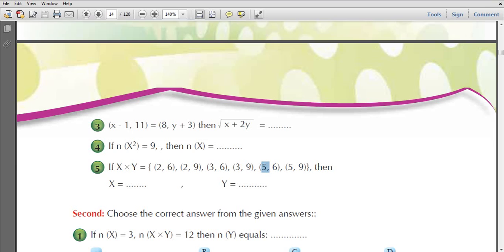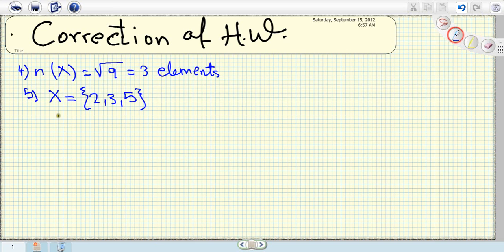Okay, what about y? The second projection of the ordered pairs is an element of y. So the elements of y are 6 and 9. We have 6 and 9 here, and 6 and 9 here. So I'm going to write that y equals {6, 9}.